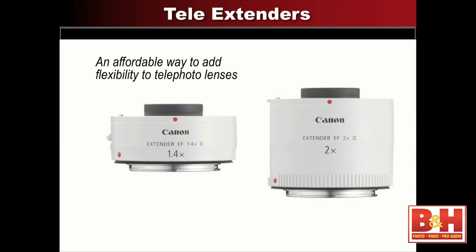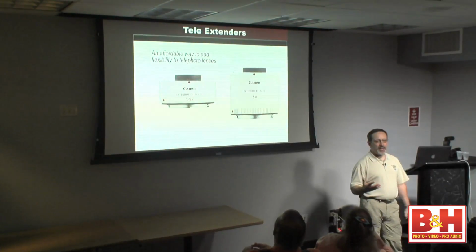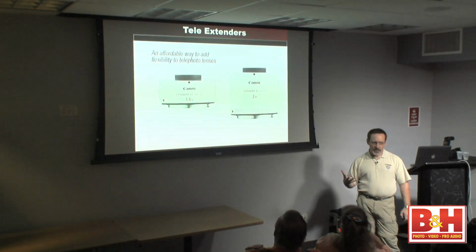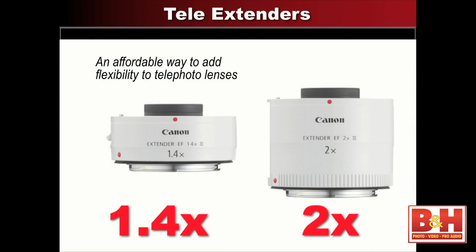Now, if you need a little more reach, we've got some extenders. It says affordable way to get more telephoto out of your lenses. It is affordable, but that's kind of a relative term. Both of these are $500 each. So 1.4 and a 2X. So you got two to choose from. They're the exact same price, both of them. So let's talk a little bit about them.